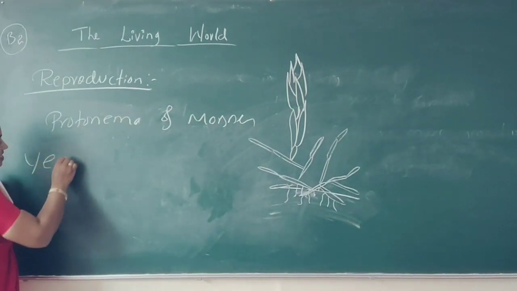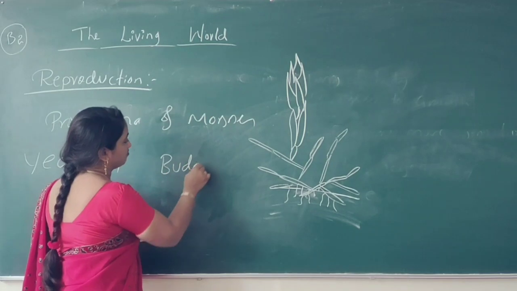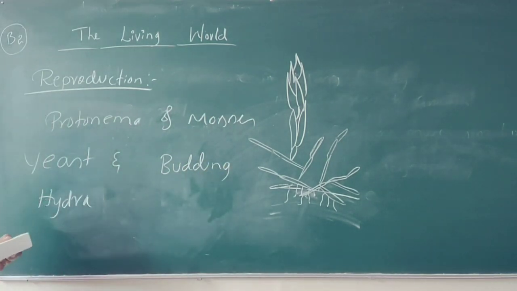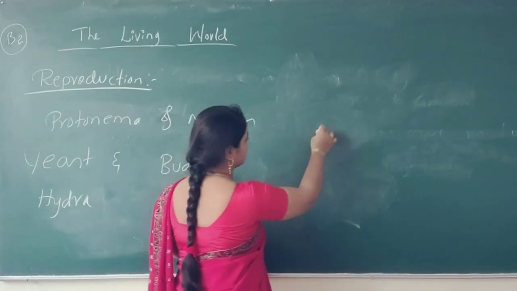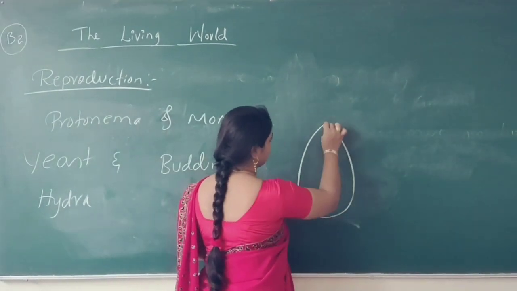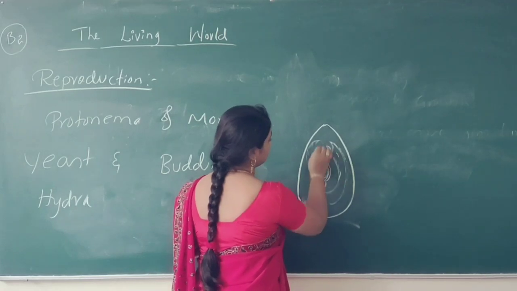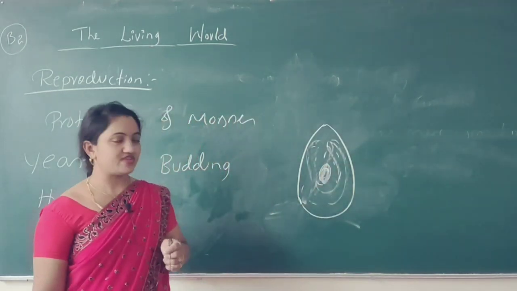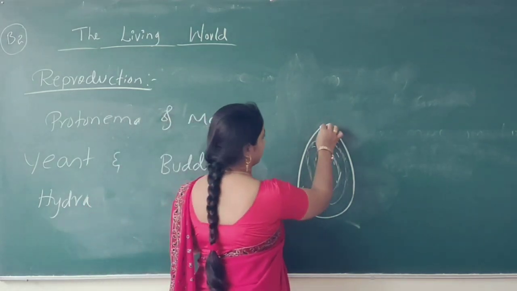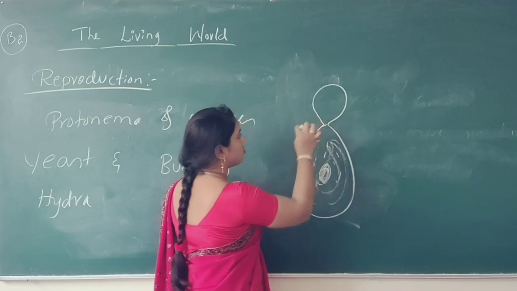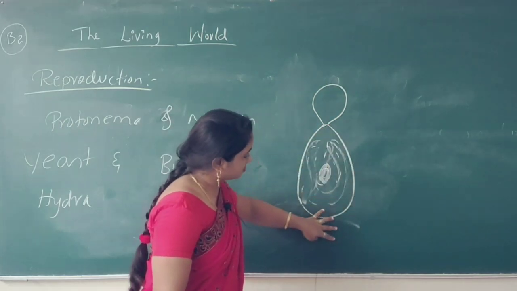Now, coming to yeast and Hydra, they both reproduce by means of budding. Budding means what? Budding is very simple. If you have seen the structure of yeast, Saccharomyces cerevisiae, the scientific name of yeast, consider we have yeast on the board. How does it reproduce? Is it going to cross with one more yeast, one more male yeast? No, rather it forms a small spore-like body on the surface of the body.